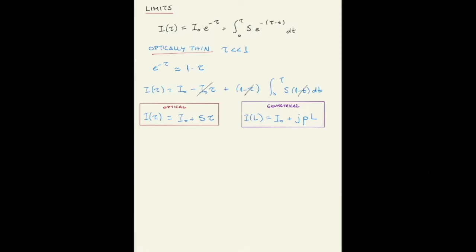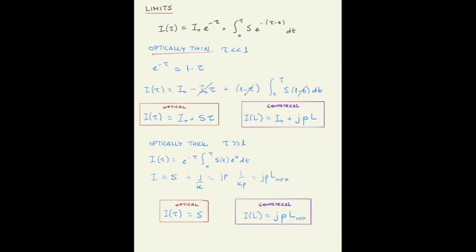The opposite limit is the optically thick limit, where tau is much, much bigger than 1. And if you consider again the equation of radiative transfer, e to the minus tau becomes 0, and what you have is simply I is equal to the source function. So if you have a constant source function, this becomes simply intensity is equal to the source function. In terms of geometrical quantities, the source function is equal to j over kappa. So if you multiply and divide by rho, you make use of the fact that 1 over kappa rho is the mean free path. This becomes then j times rho times the mean free path.